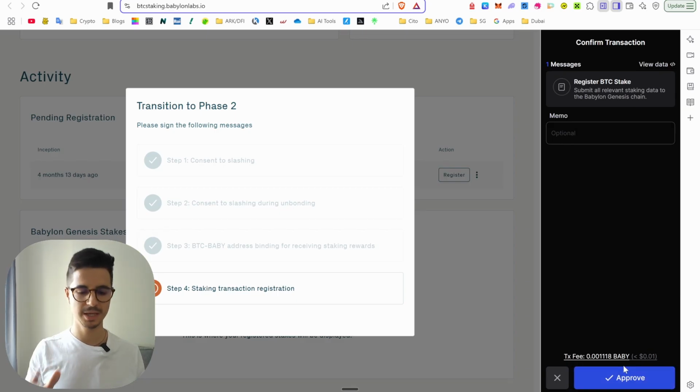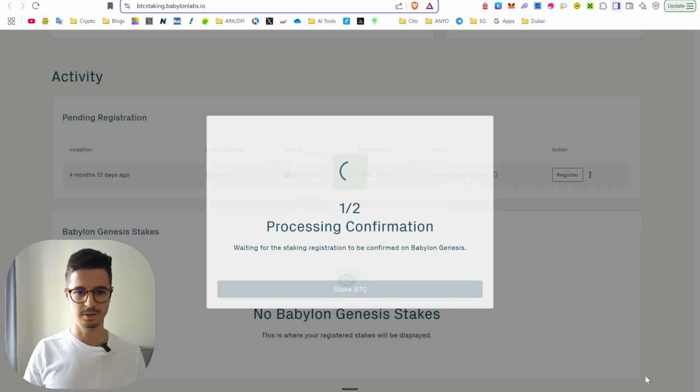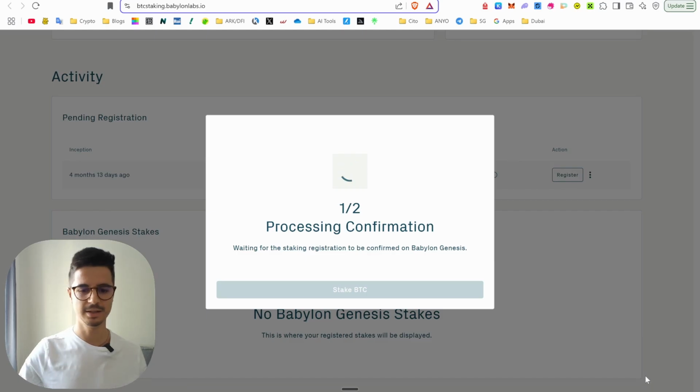You see, you need a little baby. Yeah, that's the only requirement. You need some baby on the Babylon Genesis chain to migrate or stake Bitcoin natively. Let's approve the transaction. Ooh, lots of clicking to do. All right, now we're processing.